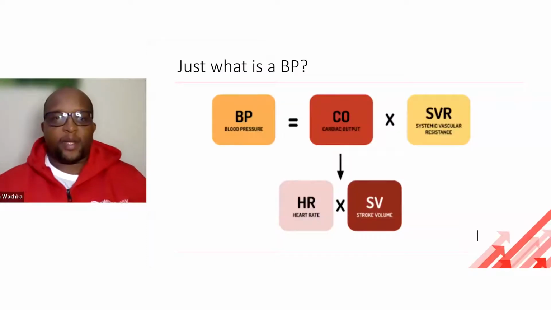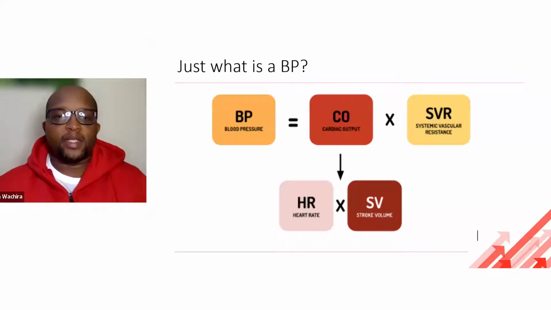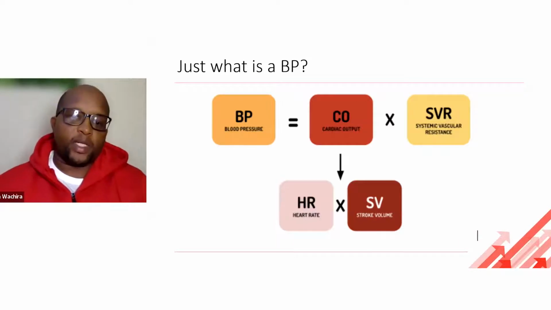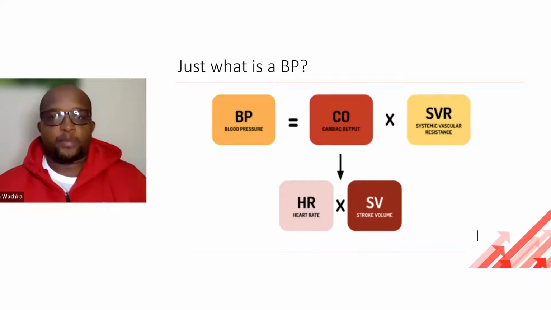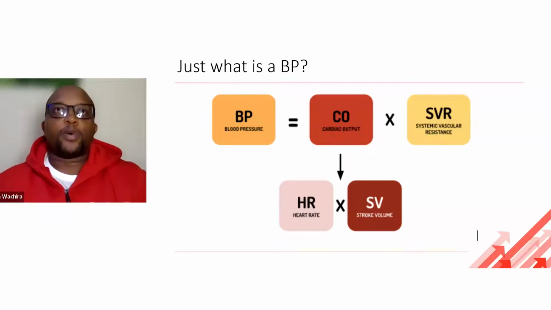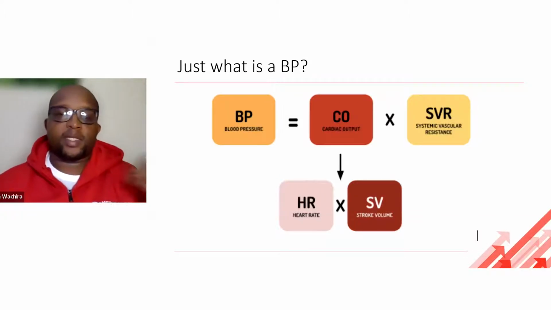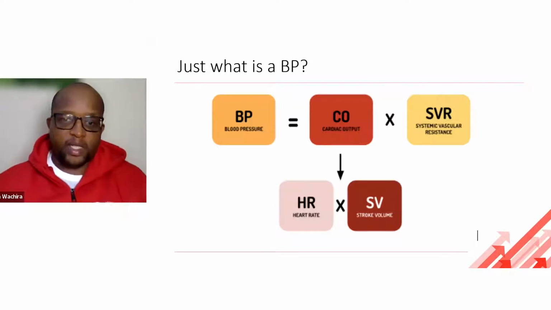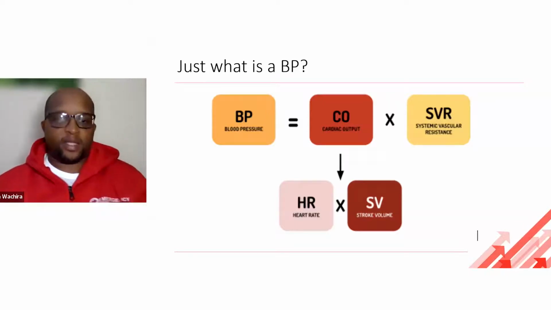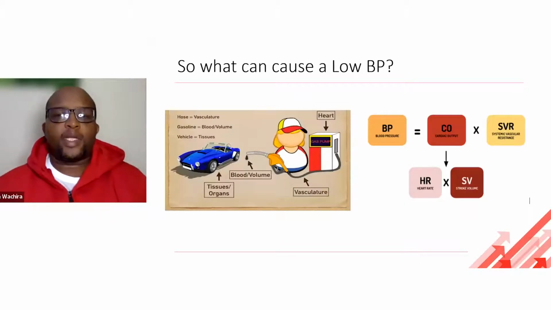So let's go to the basics. What is a blood pressure? Mathematically, I use the formula. Blood pressure is cardiac output times systemic vascular resistance. Cardiac output can be broken into heart rate and stroke volume. So whatever you see as your blood pressure on any monitor is a factor of your patient's heart rate, your patient's stroke volume, and your patient's systemic vascular resistance. So that's the blood pressure formula. Basic physiology 101.